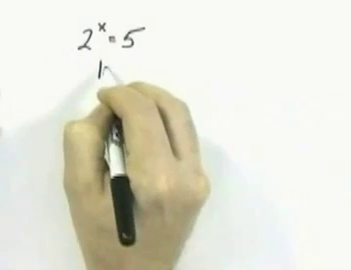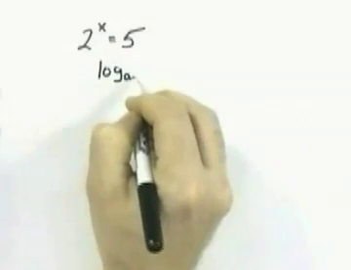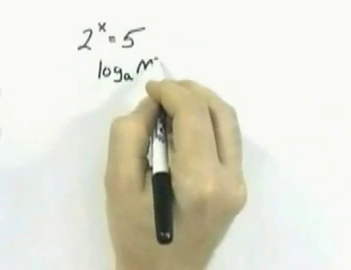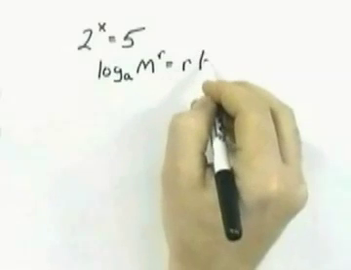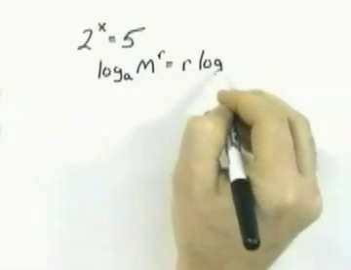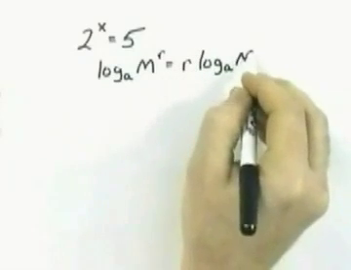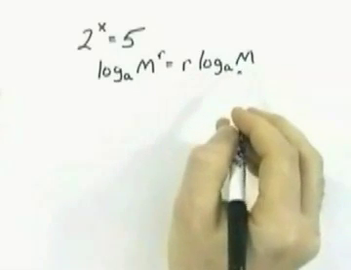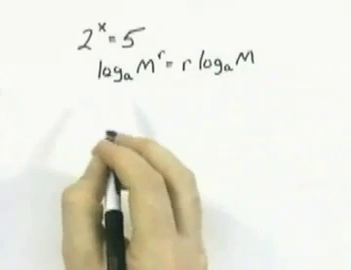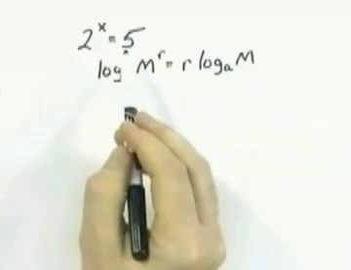Recall, one of the properties of logs states that if we have log to the base a of m to the r power, we can take that r out in front as a coefficient of the logarithm and get r times log to the base a of m. So we're going to use this same theory in solving this particular equation.